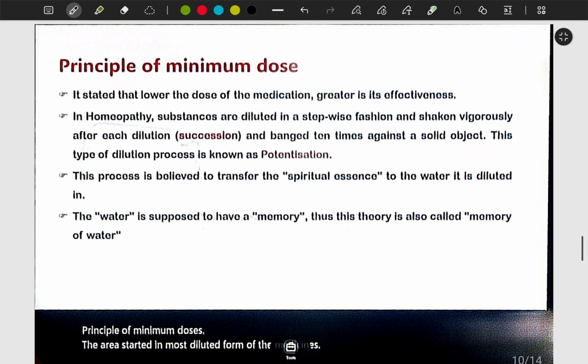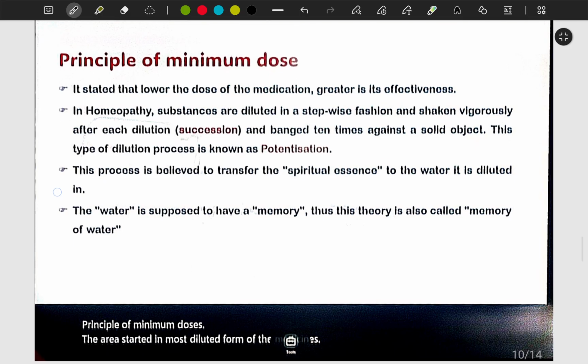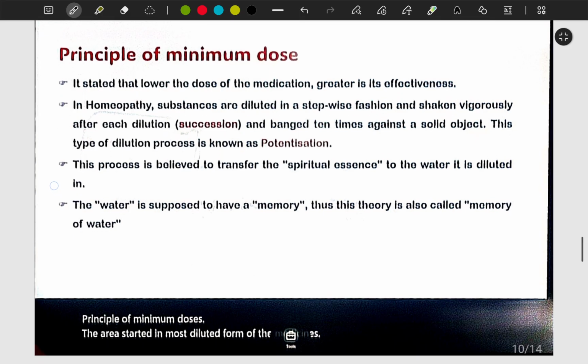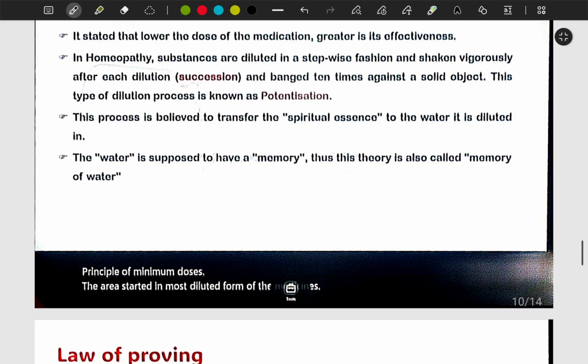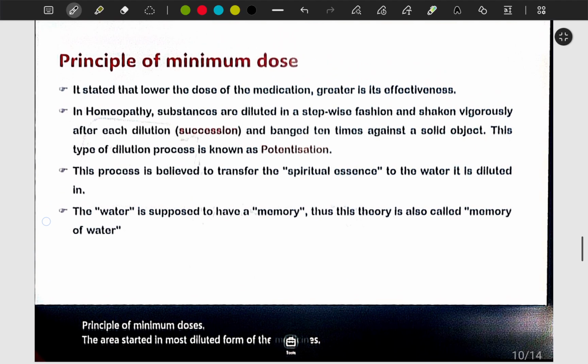Principle of minimum dose. It is stated that the lower the dose of the medication, the greater is its effectiveness. In homeopathy, substances are diluted in a stepwise fashion and shaken vigorously after each dilution, succussion, banged 10 times against a solid object. This type of dilution is known as potentiation. This process is believed to transfer the spiritual essence to the water it is diluted in. The water is supposed to have a memory. Thus, this theory is also called memory of water.